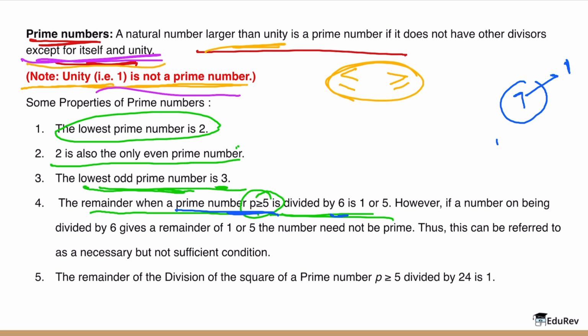And 13 is also a prime number. If 13 is divided by 6, then what is going to be the answer? 1 again. 17 is also a prime number. So if 17 is divided by 6, what is going to be the answer? 5. Right? So this is basically what this property says.